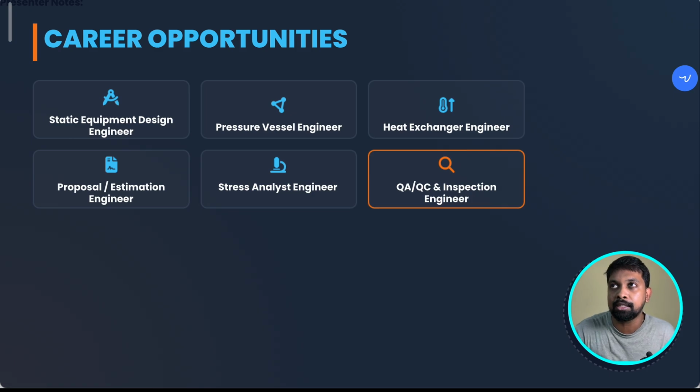Stress analysis engineer: in this case we have FEA analysis. We have our normal ASME Section 8 Division 1 analysis, which is design by rule, and design by analysis in ASME Section 8 Division 2. Those kinds of engineers will be called stress analysis engineers. We also do FEA for our pressure vessels, for our critical nozzles, for our critical supports. Those engineers will also be called stress analysis engineers. And also we have material engineers and maintenance engineers. There are many fields and many specialized engineering roles available in static equipment. So it is a very good career opportunity.